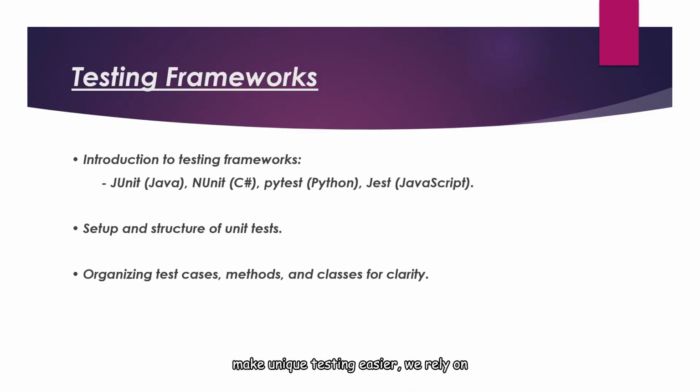To make unit testing easier, we rely on testing frameworks. These frameworks help structure your tests, provide pre-built assertions, and manage test execution. Some of the most commonly used frameworks are JUnit for Java, NUnit for C#, PyTest for Python, and Jest for JavaScript. These frameworks allow you to automate your testing process, making it faster and more efficient.